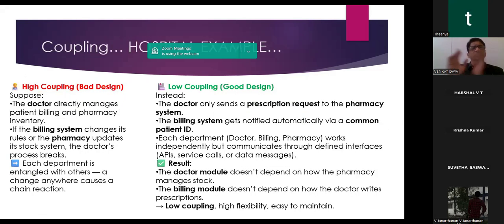Okay, let's see one more example, then we move on to the same restaurant, how cohesion plays a role. So when it comes to coupling, let's take an example of a hospital, right? Doctor directly manages the patient billing and pharmacy inventory. Oh my God, right? If the billing system changes its rules, or pharmacy updates, the doctor process completely breaks. He doesn't know what to do, right? So he is taking everything, right?